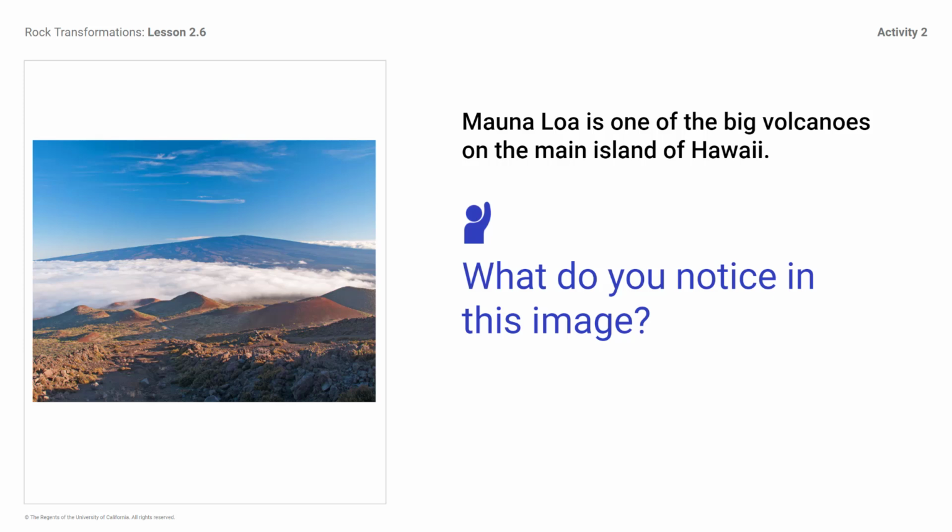What do you notice in this image? You might say, I notice a lot of rock and not a lot of plant life. The mountain isn't very steep. It looks like there are old lava flows in black on the sides of the mountain. In this photo, we're looking at Mauna Loa from the slope of another big volcano, Mauna Kea.